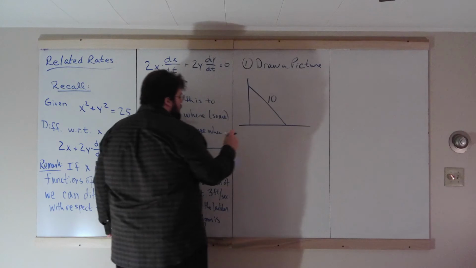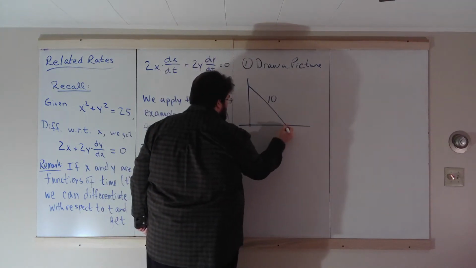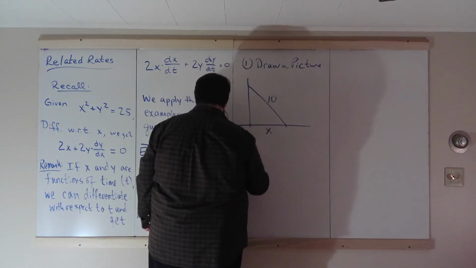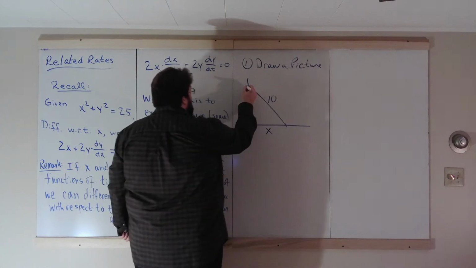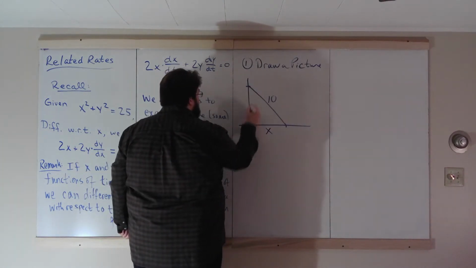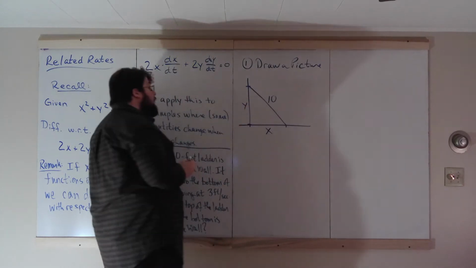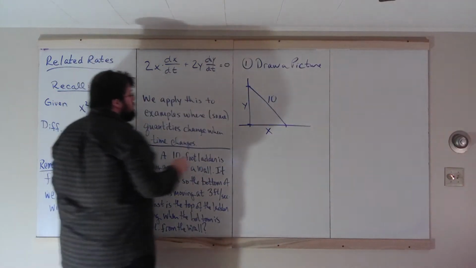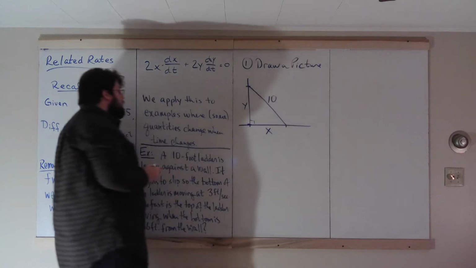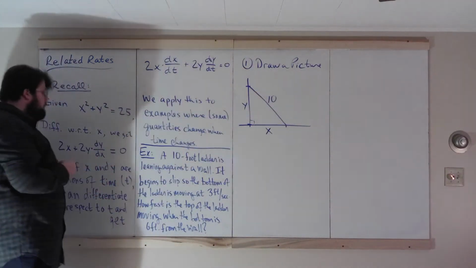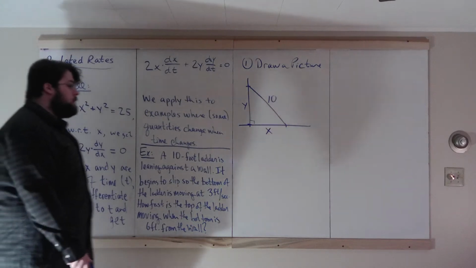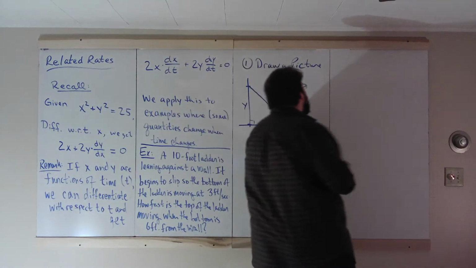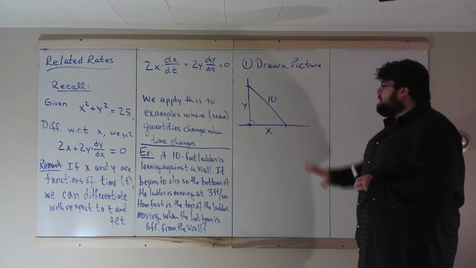Well, this quantity is changing from here to here. Let's call it x. This quantity is also changing from here to here. Let's call it y. And this is going to be a right triangle. Okay, that's great. We've drawn a picture. It has quantities which change. Next, what we're going to do, you could immediately from this get an equation.